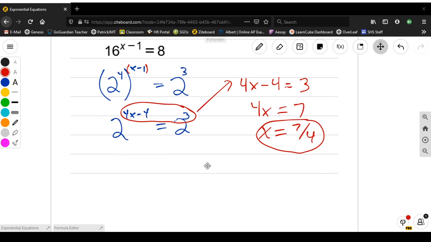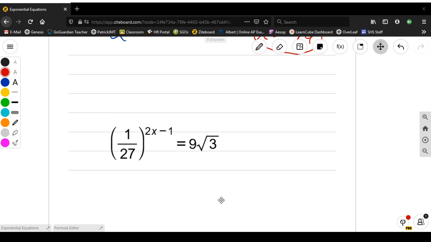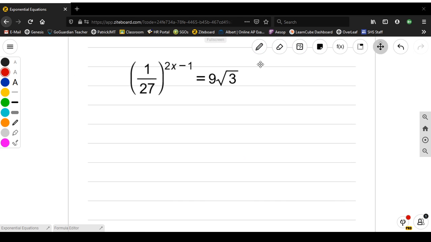So let's try another one. I'm going to scroll down here. This one's a little bit harder. Again, we're going to try and make a common base between the left-hand side of the equation and the right-hand side of the equation. And as you can probably guess, the base that we're going to use is 3.